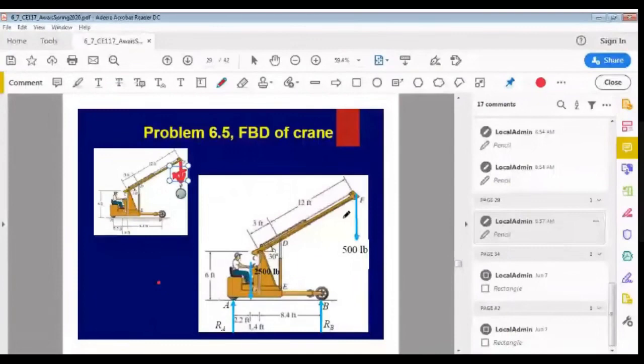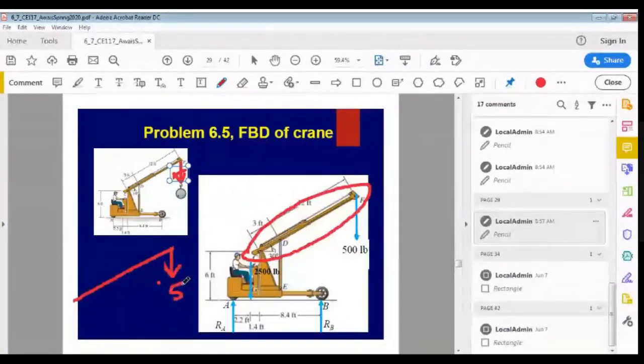Now if I'm interested to draw the free body diagram of the crane's boom, I have to take only this part. So what I'll do, first of all, I'll draw the boom. Then it is supporting this drum. So I will apply a load which is acting downwards of magnitude 500 pounds.